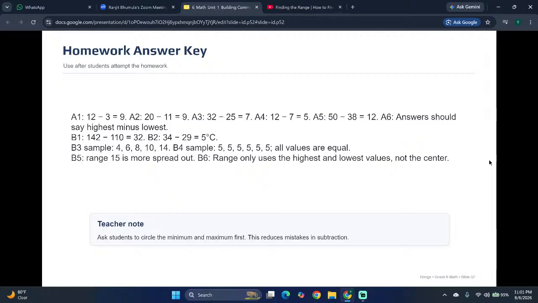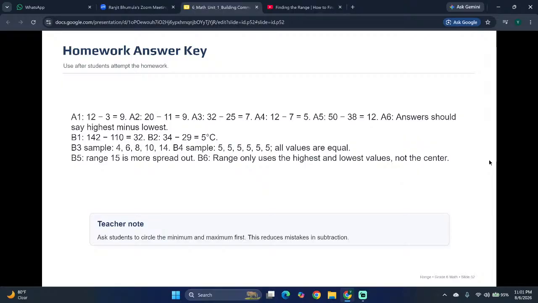A1 is 12 minus 3 equals 9. A2, 20 minus 11 is equal to 9. A3, 32 minus 25 equals 7. A4, 12 minus 7 is equal to 5. A5, 50 minus 38 is equal to 12. A6, the answer should say highest minus lowest.